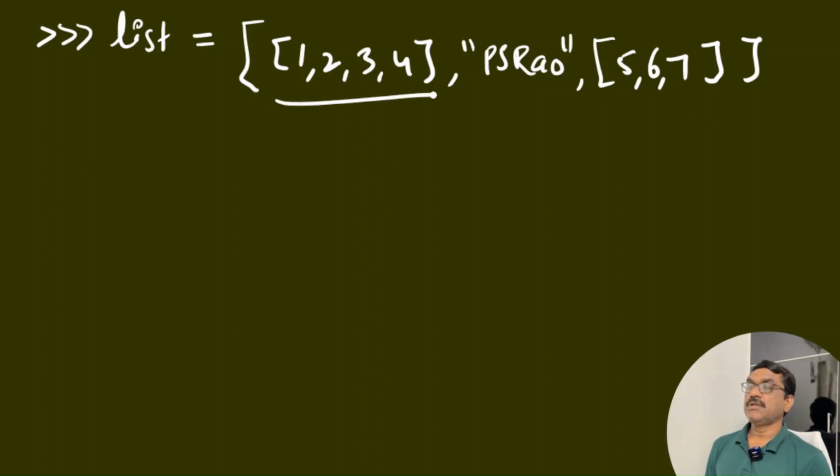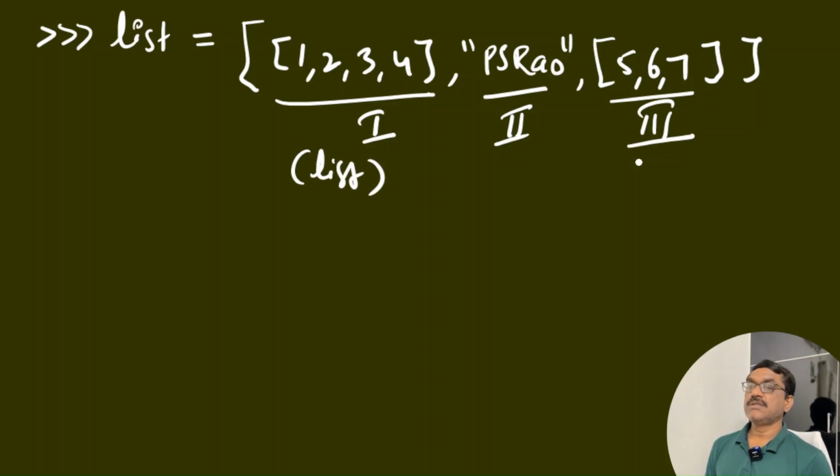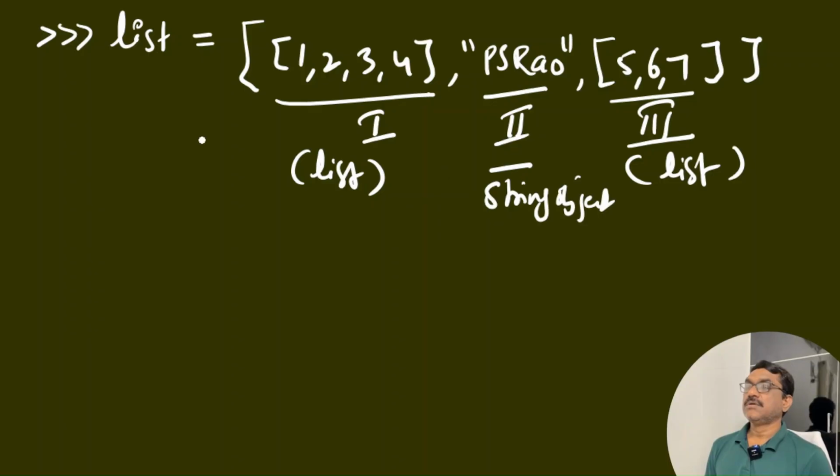So here, this is the first data item, and this is the second data item, and this is the third data item. So the first data item is itself a list, and the third data item is itself a list, and the second one is a string object. So this is the two-dimensional list labeled list.